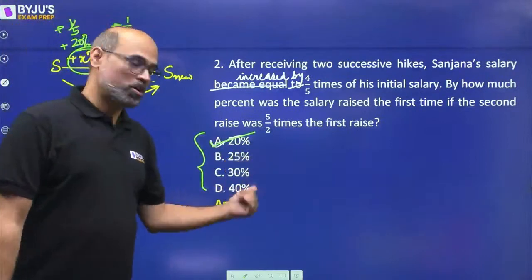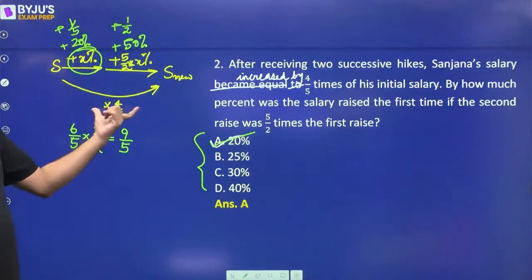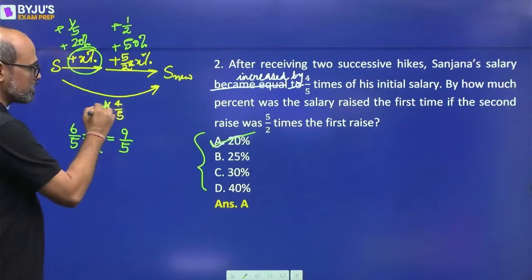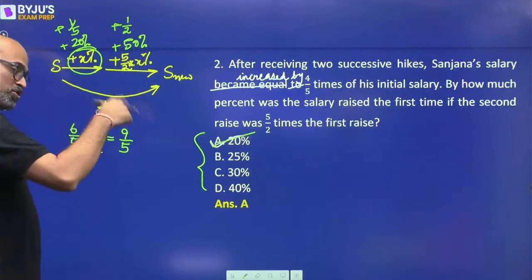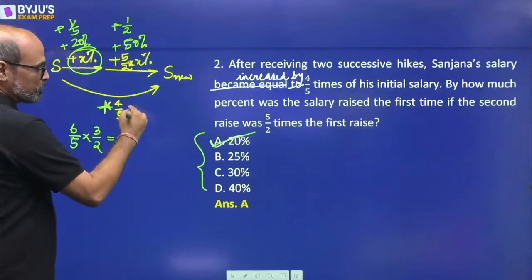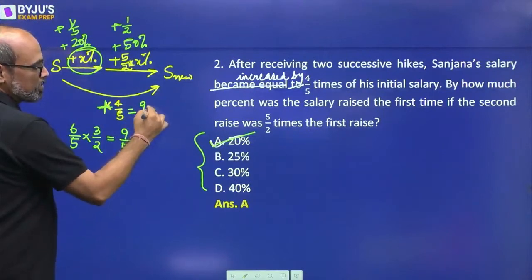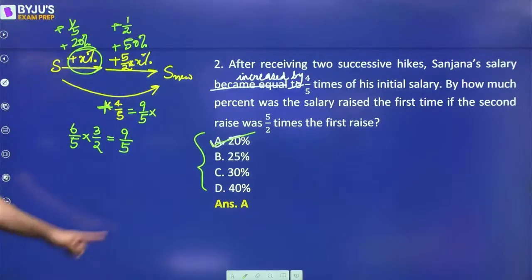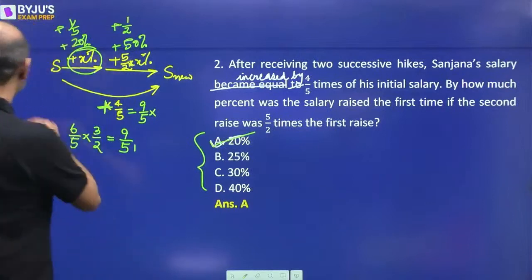If 20% had not worked, we would have gone with 25%, because this is not a 4 by 5 increase. This is rather a 4 by 5 increase such that it becomes 9 by 5 times. So this is not 4 by 5 times. Okay, so there is a mistake here.